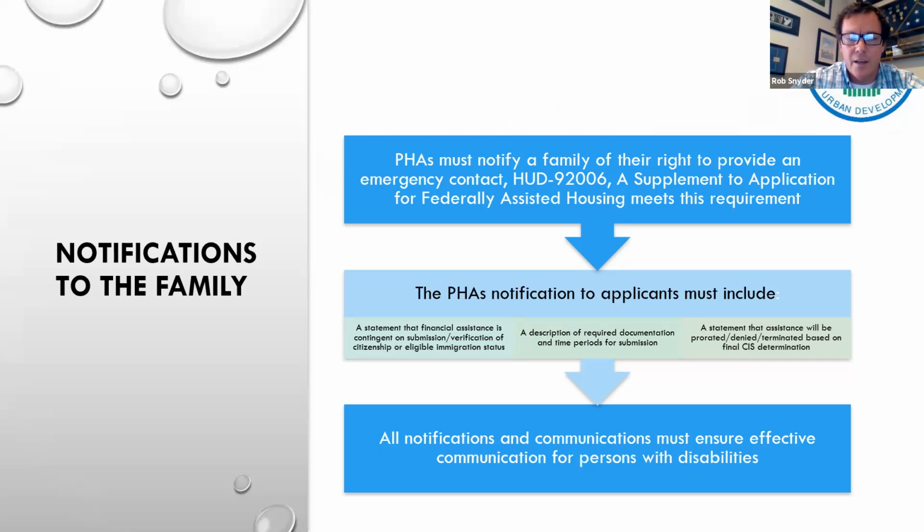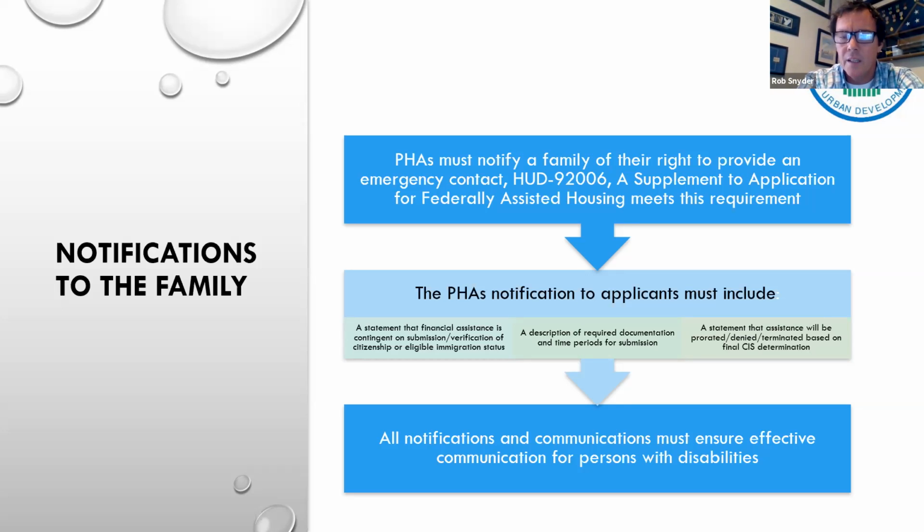Some notifications that the housing authority wanted to cover again, because it's regulatory compliance stuff: notifications to the family from the housing authority, the right to provide emergency contact and the HUD form numbers there, and then the supplemental application for the housing meets that requirement.